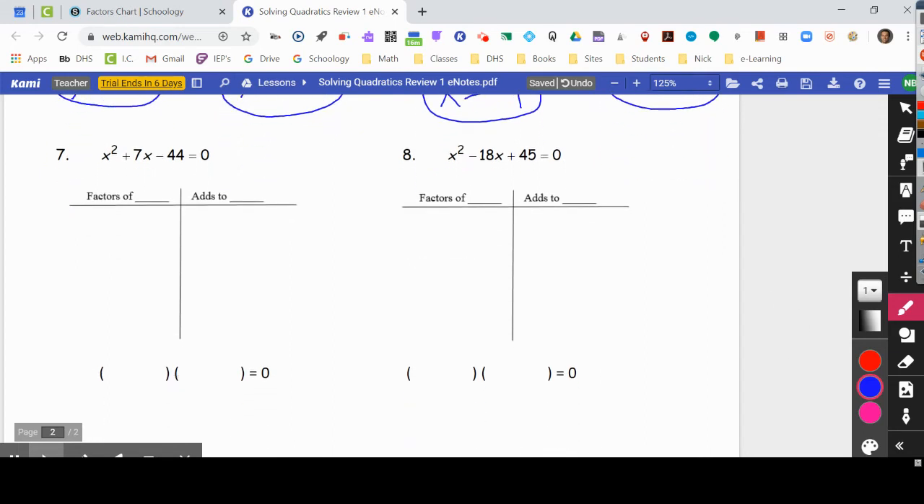All right, we're almost through. I know these are a little bit longer just because there are multiple steps involved, so just hang in there. We're almost through. It's the last two.